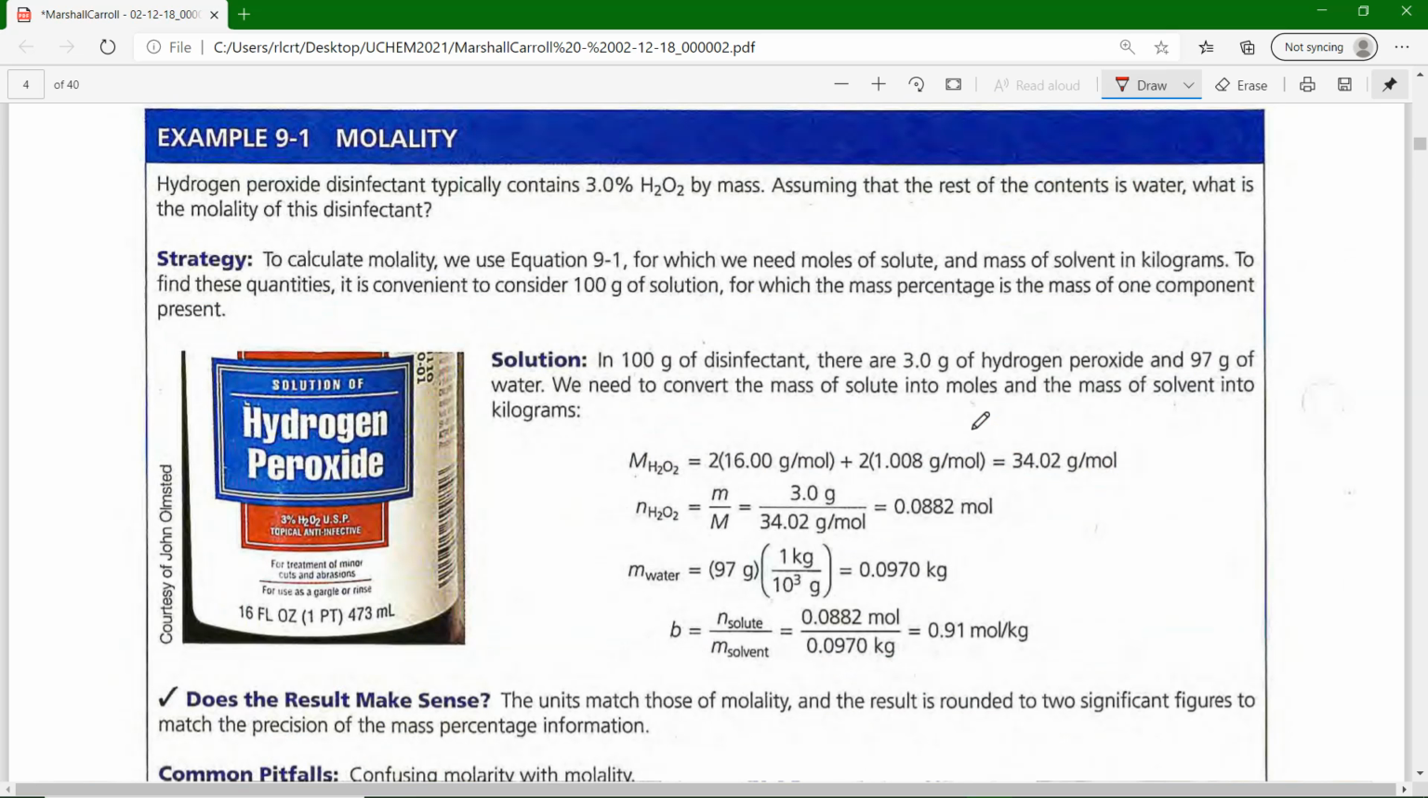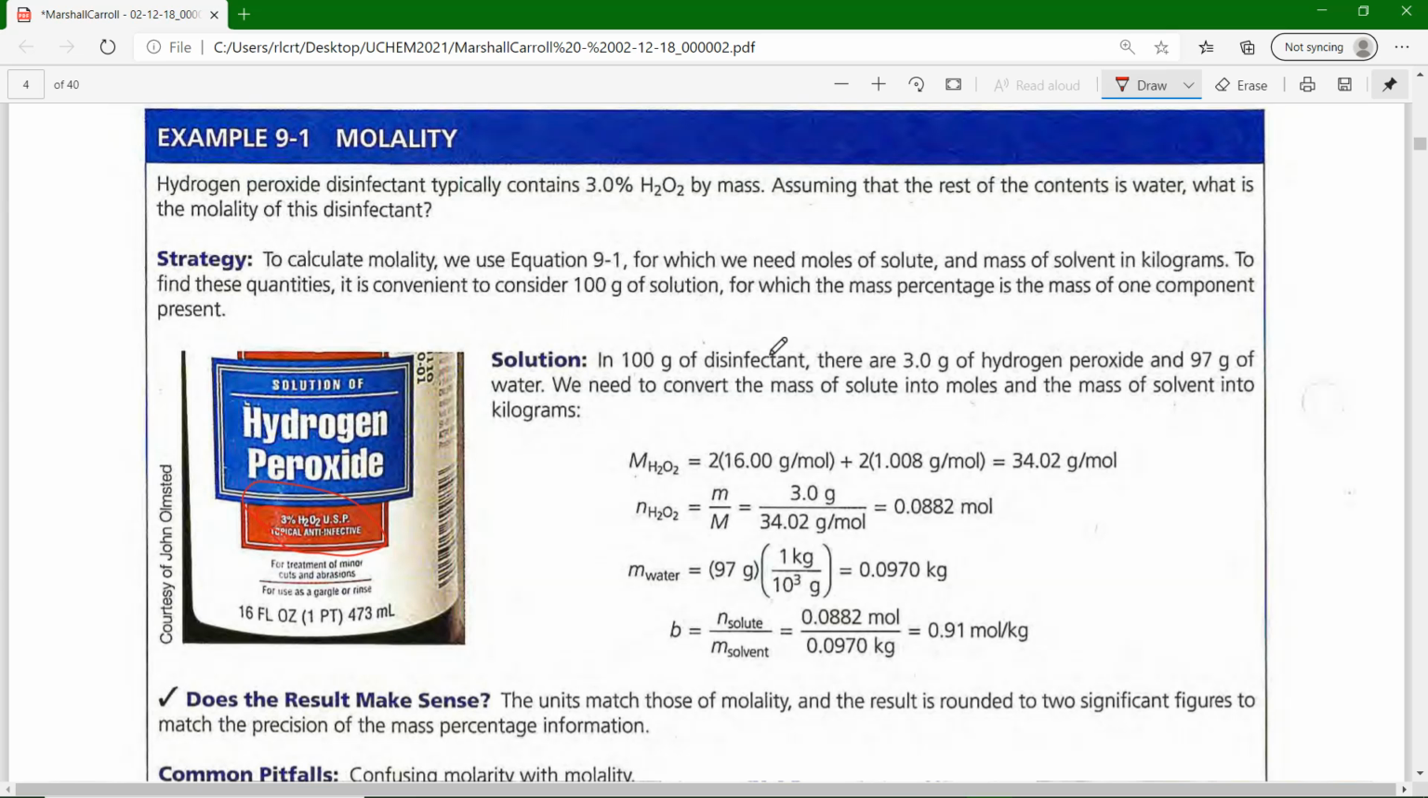So that is the stuff you get at the pharmacy. So you see here 3% H2O2. Now they don't even say that it's mass by mass. That's an assumption. So we want to find things out. So if we have 100 grams of disinfectant, which is always convenient to do, so 3 of those grams are hydrogen peroxide and 97 are water, right? Because then your mass percent is 3 out of 97 plus 3. So 3 out of 100 times 100 gives me 3%.